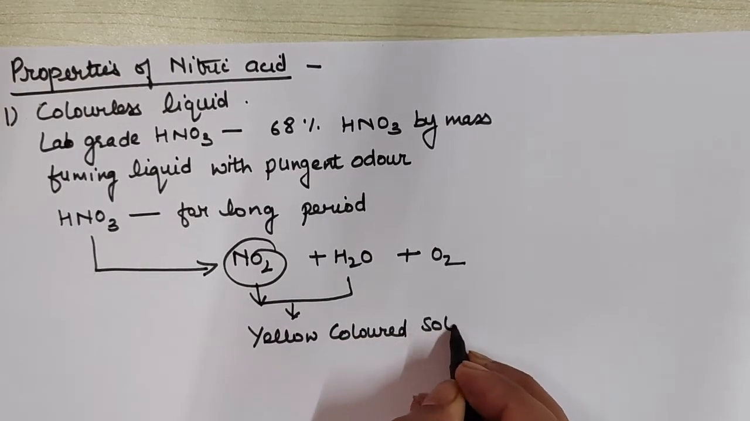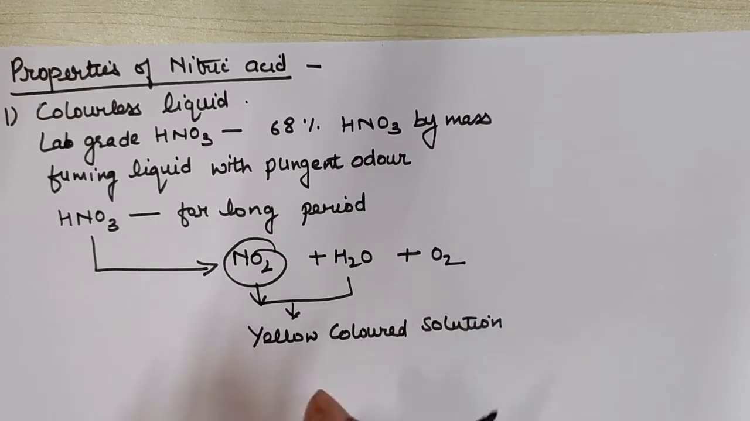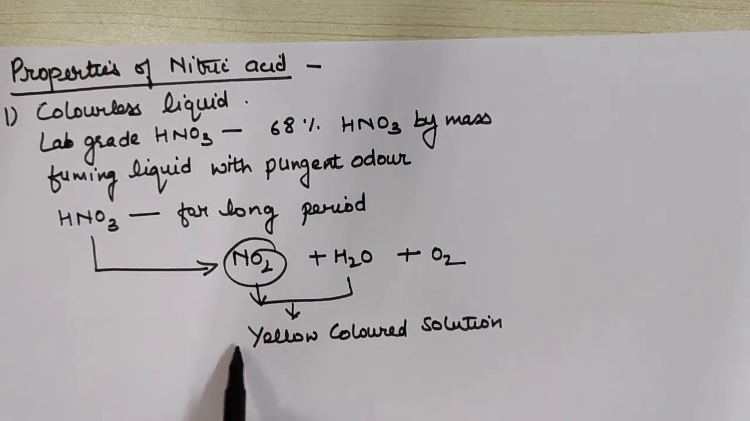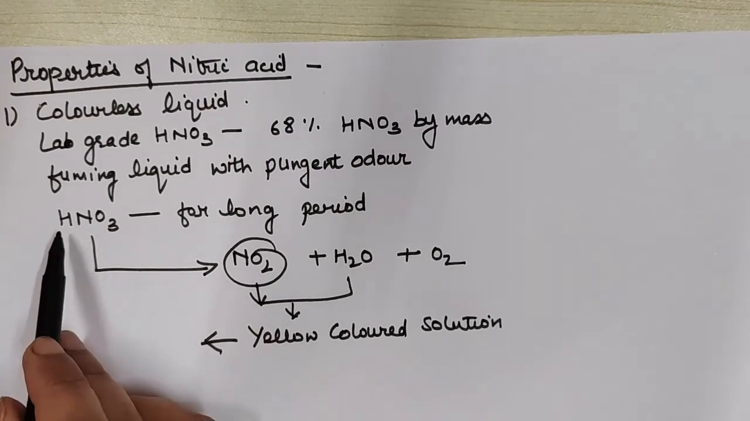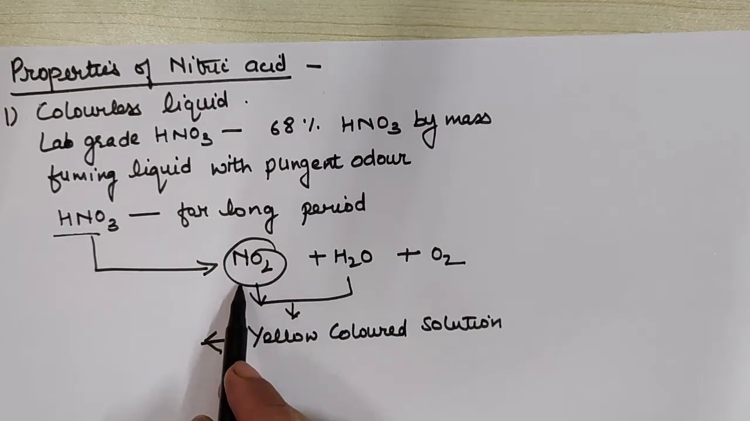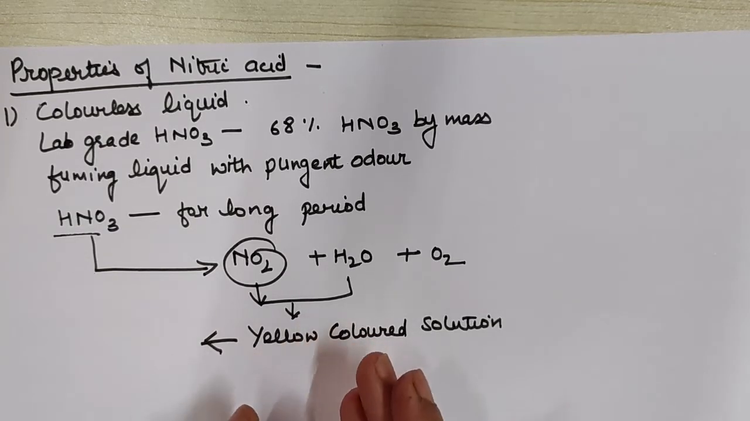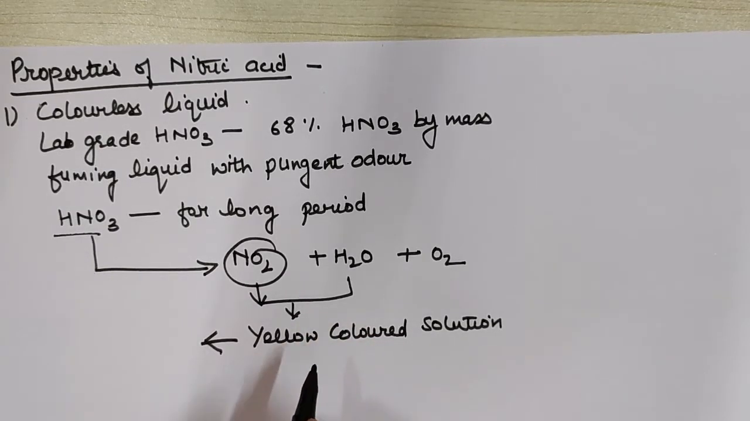colored solution. This is the reason that when you look at the nitric acid reagent bottle in the lab, it will be yellow colored if it is quite old, not freshly prepared. It will be yellow colored because apart from nitric acid there will be some amount of nitrogen dioxide present in dissolved state, giving it a yellow color.